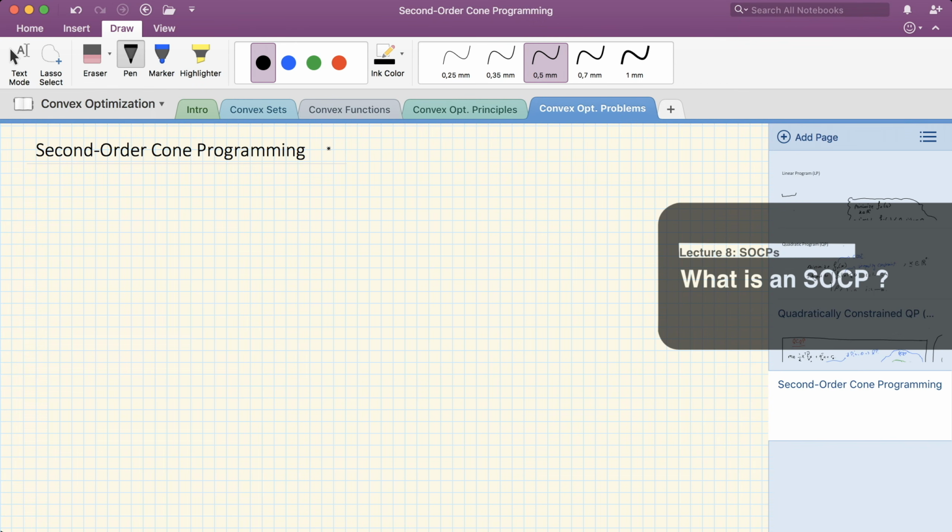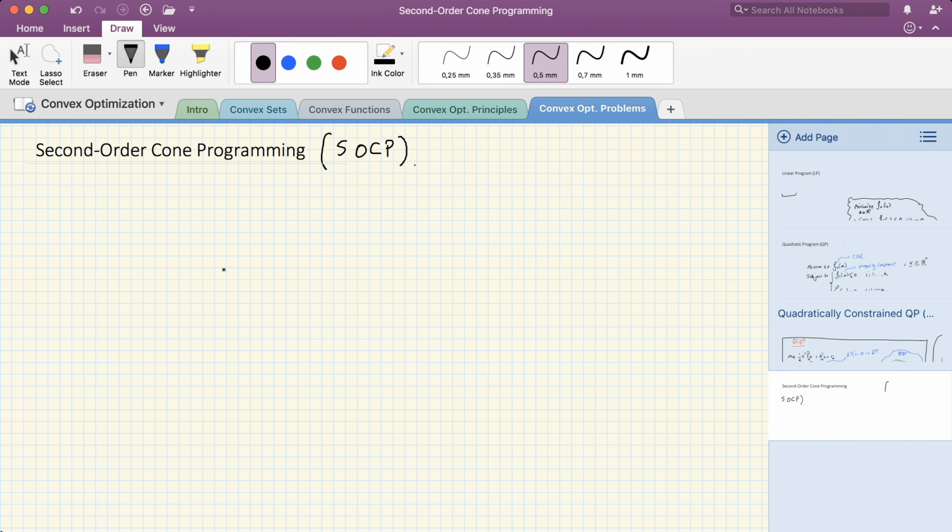So throughout this lecture, we're going to denote for short SOCP for second order cone programming. Now, what is a SOCP? How does the problem look like?